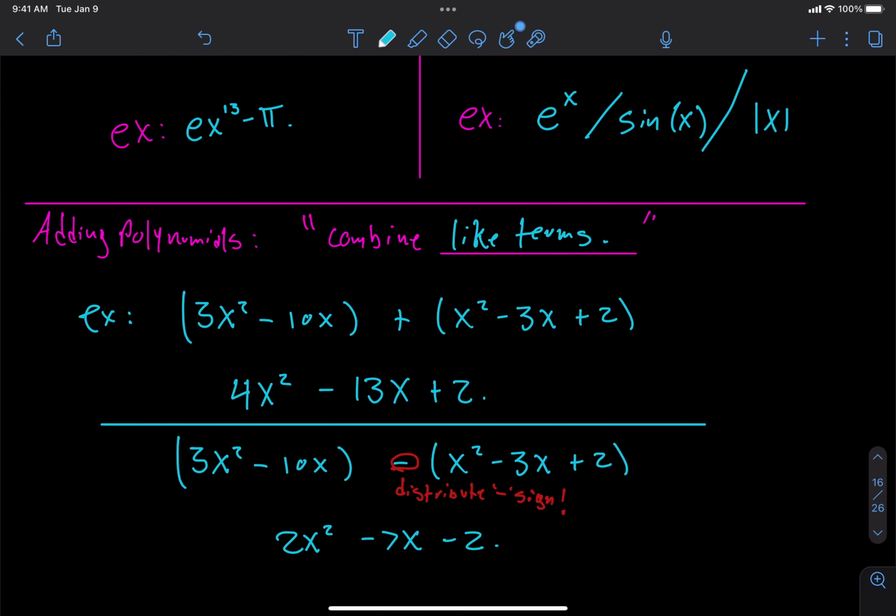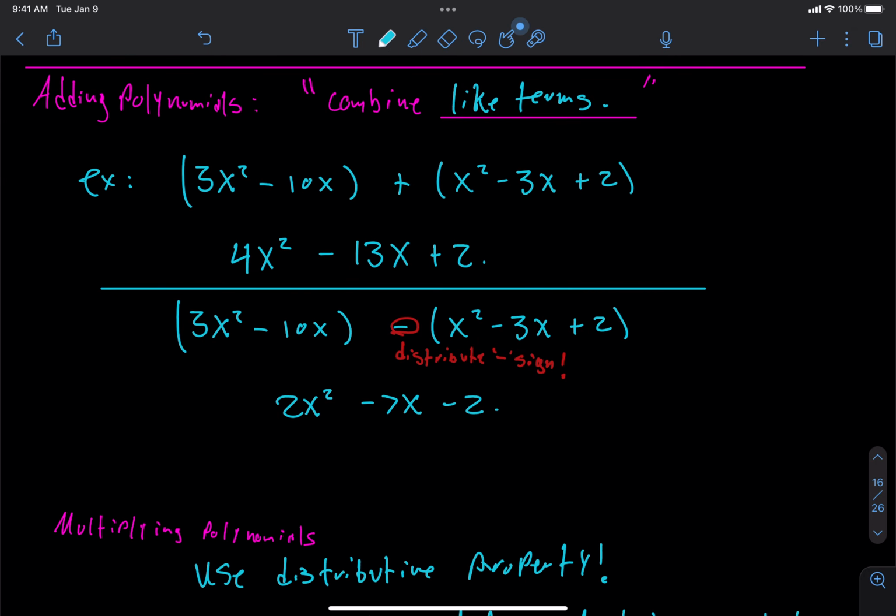And then we talked about how to add polynomials, which again is just about combining like terms. The only thing we have to be careful about when we're combining like terms is the sign. So if we want to subtract a whole polynomial like x squared minus 3x plus 2, we want to make sure that we distribute that minus sign onto all of the terms.